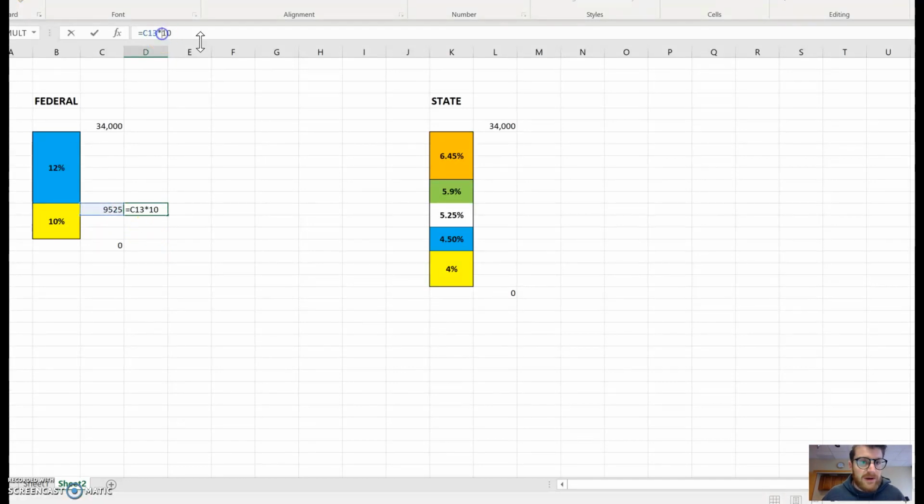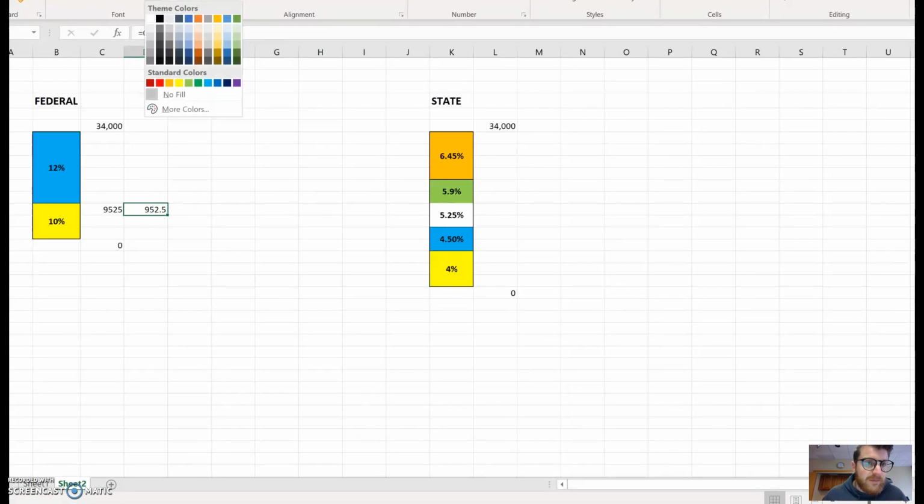Well, what did I do wrong? Oh, sorry. There we go. So times 0.1, not times 10. All right, so I'm going to just put this number, I'm going to bold it, because we need to remember that. That's how much tax we're going to pay on our first $9,525.